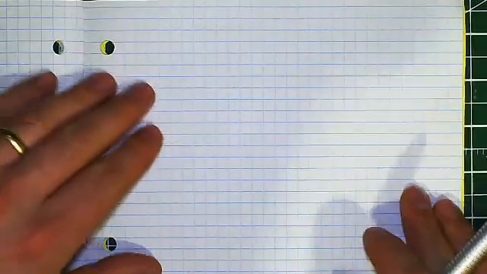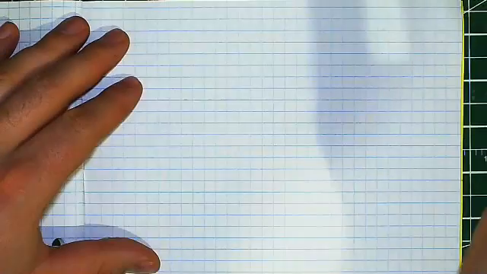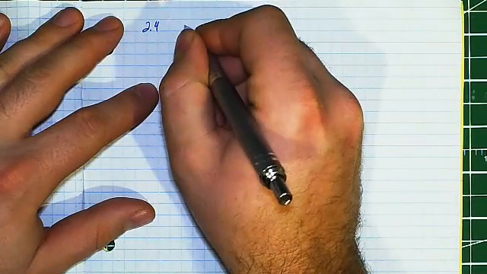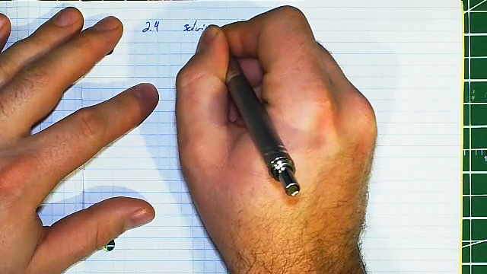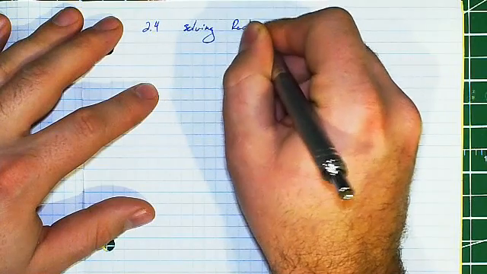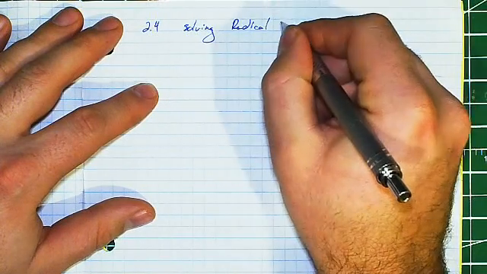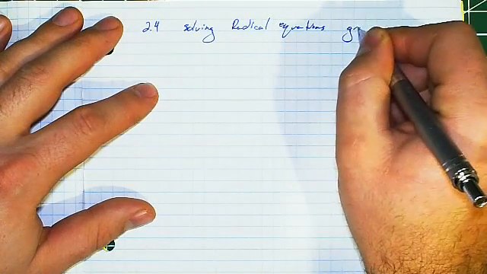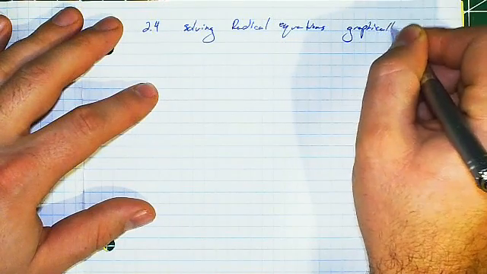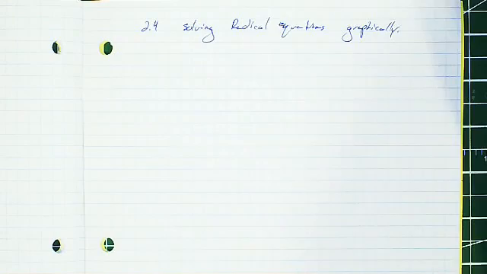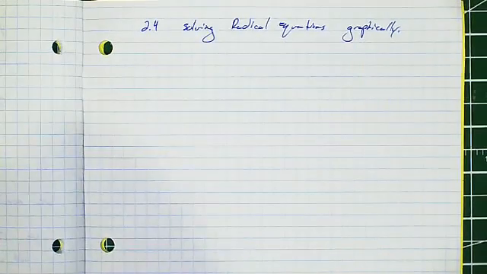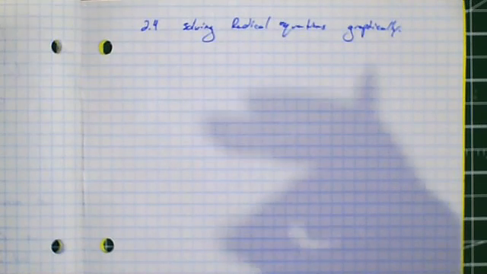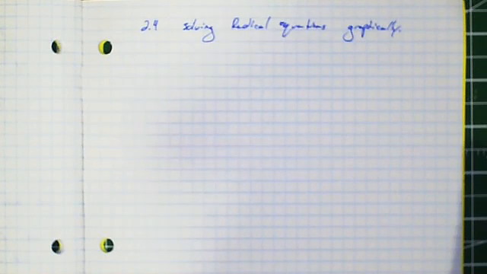Alright, this is 2.4, and this is going to be solving radical equations graphically. So there's going to be a lot going on here, and I think a lot of it depends on how much you remember from last year, those last 3 chapters, 5, 6, and 7. If you're good at graphing, this shouldn't be a big step up.